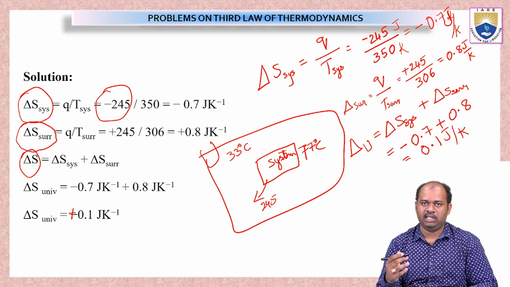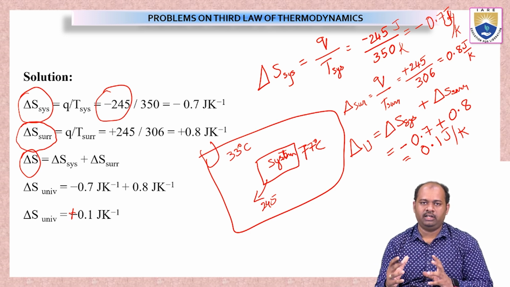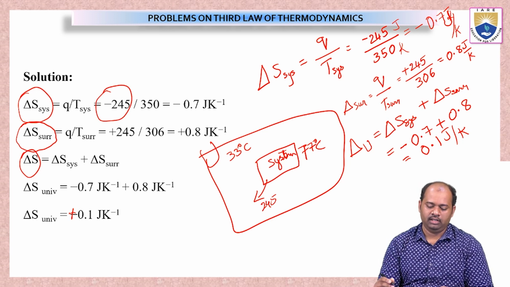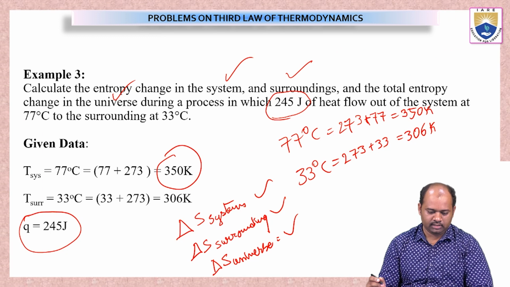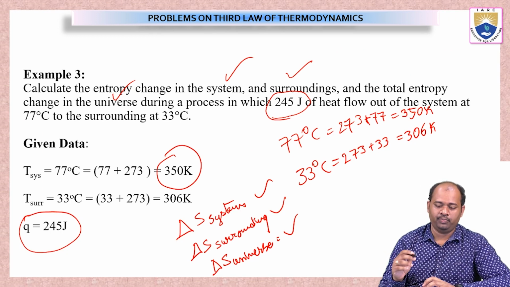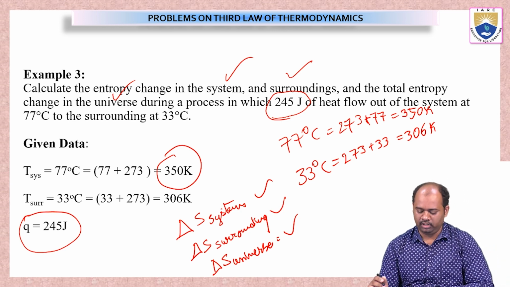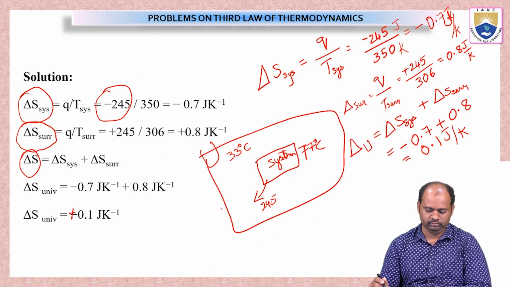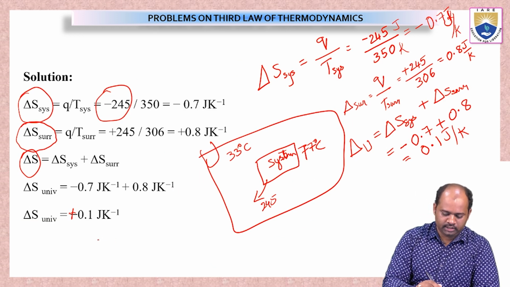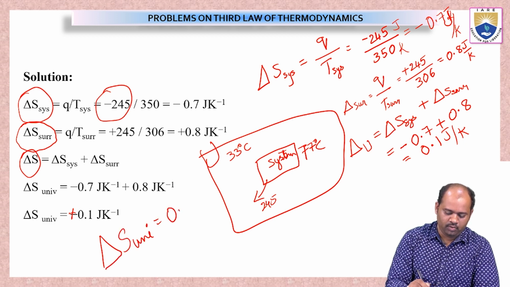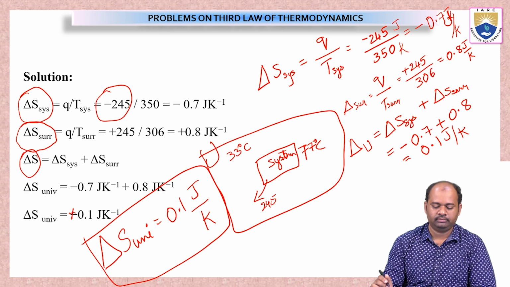For 1 Kelvin change in temperature, 0.1 joules of heat transfer is taking place in the system. Okay, so this is the third example for this class. In this we have calculated the entropy of the system, the entropy of the surroundings and the entropy of the universe. So all these three have been calculated. Here the change of entropy of the universe is 0.1 joules per Kelvin. This is the final answer.